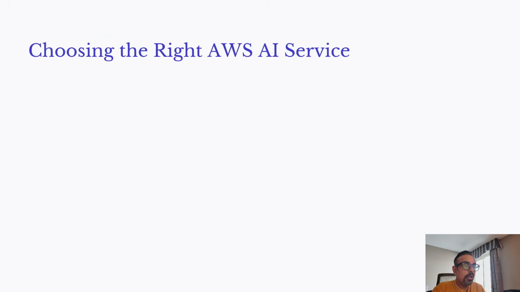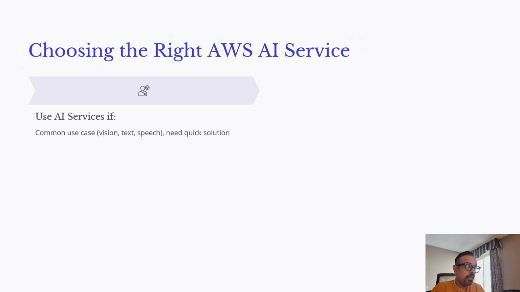Now, how do you choose which AI services to use? Let's break down the decision making process based on the specific needs and expertise. Use AI services if you have a common use case in vision, text, or speech and need a quick solution. If you are building standard features like image recognition, sentiment analysis, or speech transcription, the pre-built AI services that AWS offers get you to production in hours instead of months. So no machine learning expertise is required over here.